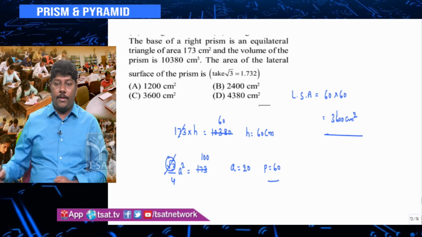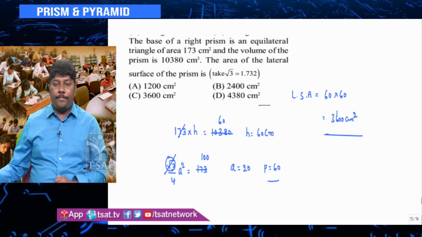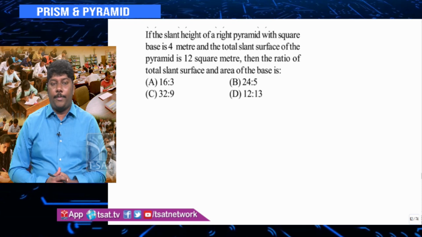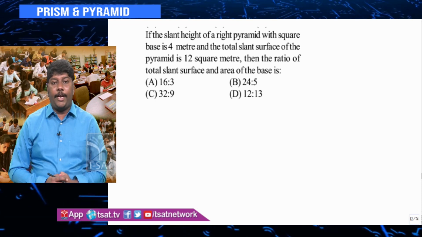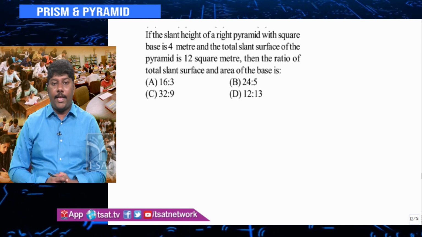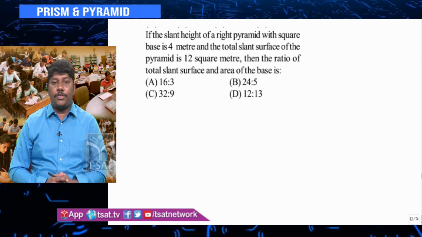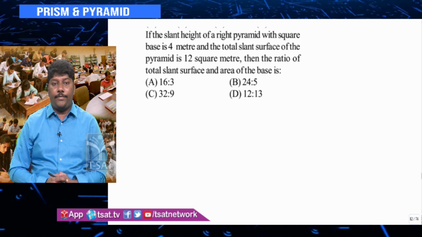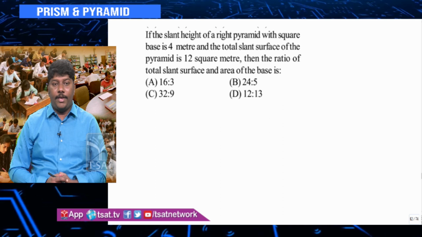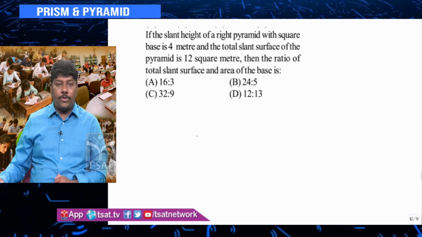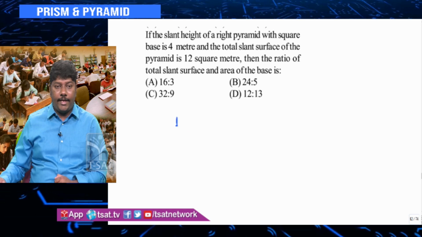Now, we will look at questions based on pyramid. If the slant height of the right pyramid with the square base is 4 meters and the total slant surface of the pyramid is 12 square meters, then find the ratio of the total slant surface and the area of the base. Slant height of the right pyramid with the square base is 4. So, slant height is 4.